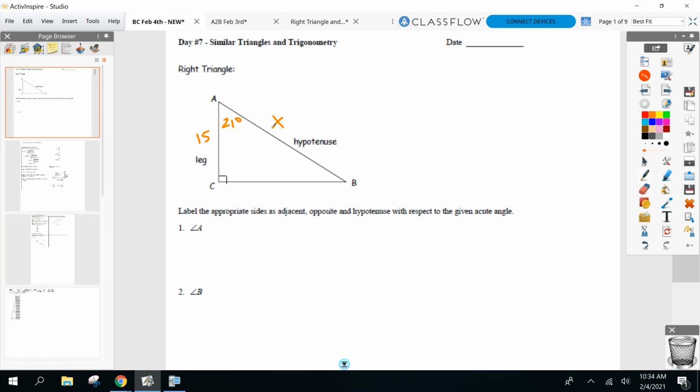And then why can't I, I know this is a silly question, but why can't I use 30, 60, 90 or 45, 45, 90? Why can't I use those rules? What's the angle? 21. Yeah, 21. This isn't a 30, 60, 90 or 45, 45, 90. So everything I've shown you is, I don't want to say garbage because it's not, but it's not useful here. I can't use it here.